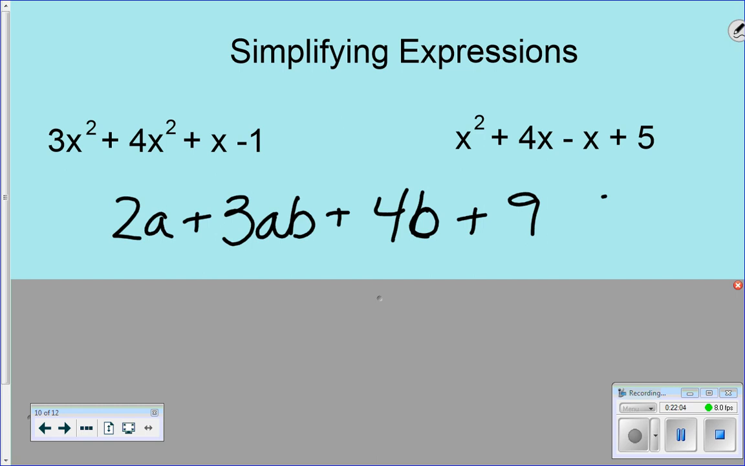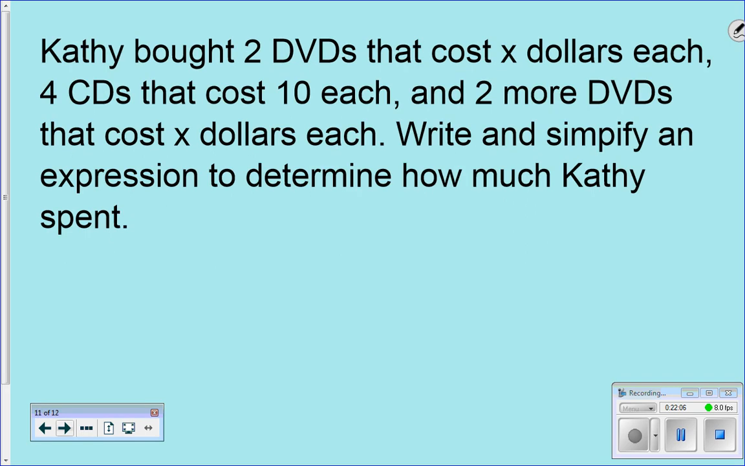No. I need to show you one story problem, because there's 2 story problems in your homework today. And when you get to the story problems, I want you to try the best you can. That's all I'm asking. Here, it's really not difficult. You just got to think about it a little bit. Kathy bought 2 DVDs that cost X dollars each, 4 CDs that cost $10 each, and 2 more DVDs that cost X dollars each. Write and simplify an expression to determine how much Kathy spent.